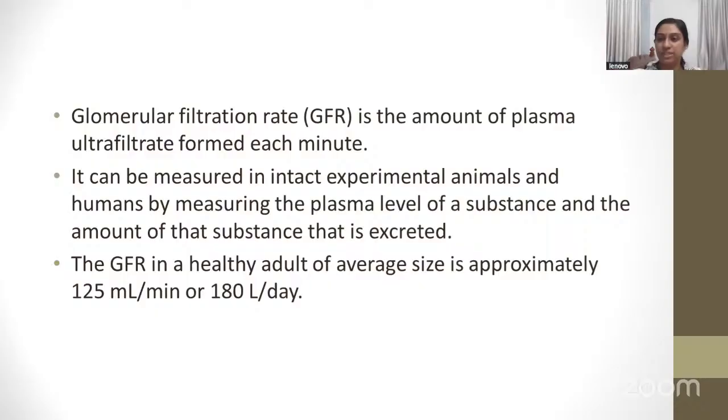So, filtration is the first step in the urine formation. So, what is the GFR? The normal GFR in adults is about 125 ml per minute. Or when a day is concerned, about 180 liters are filtered from both our kidneys during a whole day or in 24 hours. Okay, that's the glomerular filtration rate.